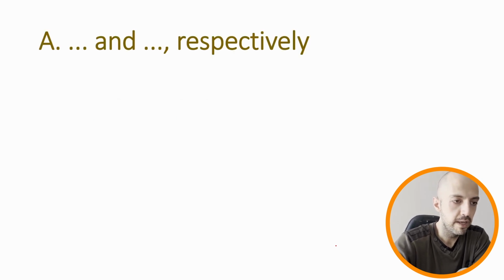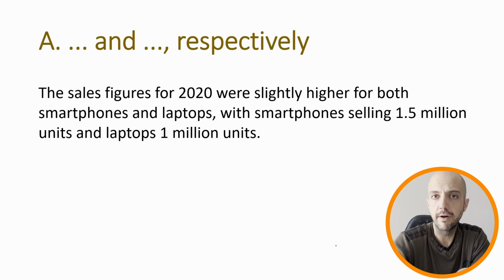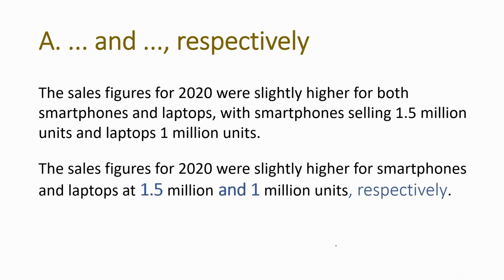So let's look at an example. The sales figures for 2020 were slightly higher for both smartphones and laptops, with smartphones selling 1.5 million units and laptops 1 million units. So this is perfectly fine, but I want to change this and make it shorter and more concise using that chunk or phrase, number and number respectively. So that's the improved version. The sales figures for 2020 were slightly higher for smartphones and laptops at 1.5 million and 1 million units, respectively.